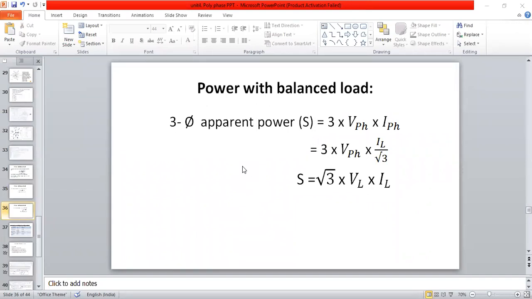Does anyone have any doubts? No doubts? Okay. So then we will go for the comparison. Comparison of delta connection to star connection. We'll do some comparison. I will ask some questions, and you have to give the answer.